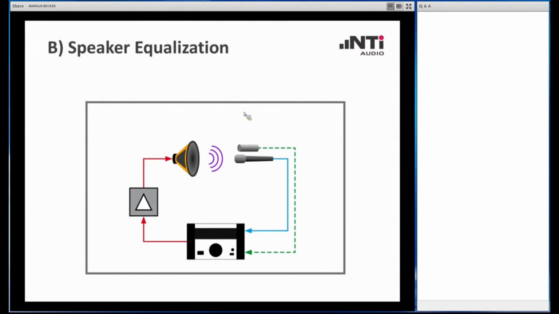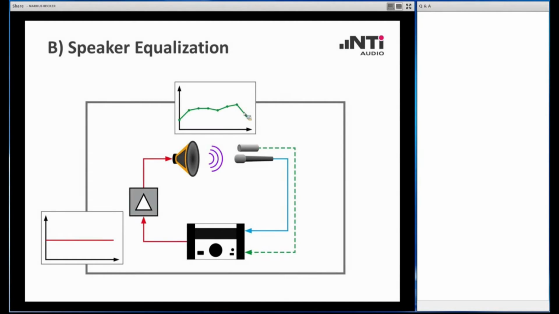The second approach, the speaker equalization, is based on the same test setup as you can see here. Again, we are starting with a glide sweep test signal with constant level, and we are measuring the actual frequency response from the loudspeaker with our reference microphone. But now we are using this measurement result to apply a weighting on the test signal. We invert this shape and use it as weighting for our test signal. And the consequence of this is, in an ideal case, that the acoustical frequency response from the reference speaker now is flat, is absolutely linear.